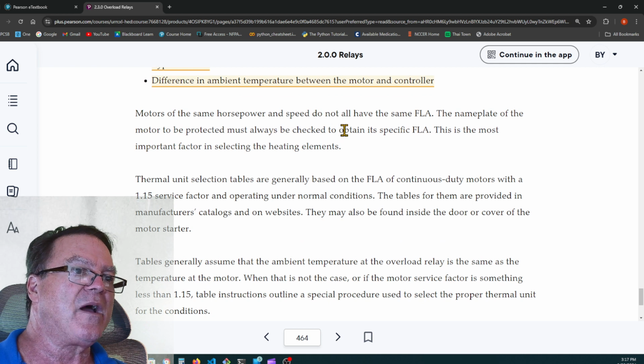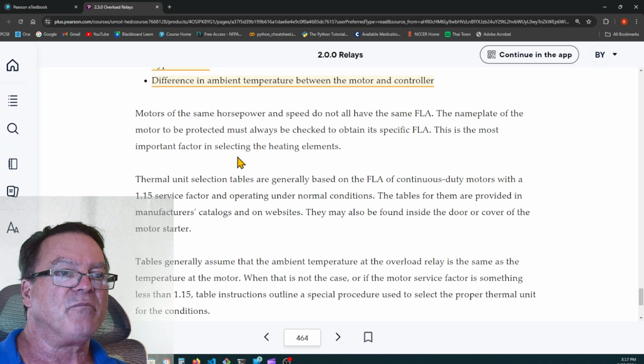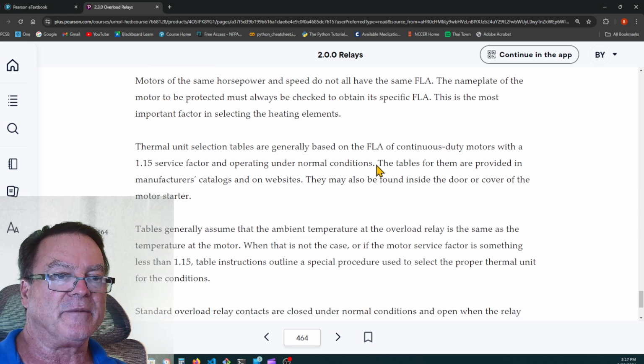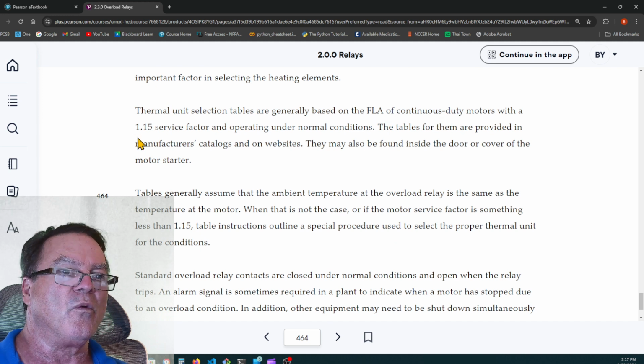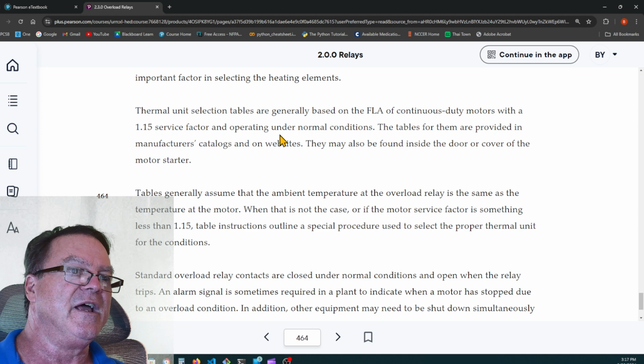Motors of the same horsepower and speed do not all have the same full load amps. The nameplate of the motor to be protected must always be checked to obtain the specific full load amps. This is the most important factor in selecting the heating element. Thermal unit selection tables are generally based on the full load amperage of the continuous duty motor with a 1.15 service factor and operating under normal conditions.